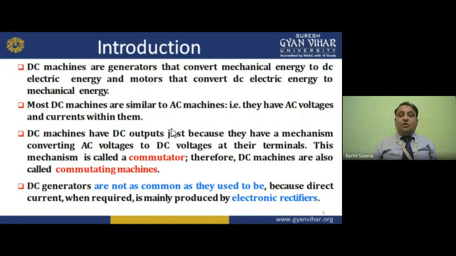Now DC generators are not as common as they used to be. Nowadays we need AC, so alternators are very common, but DC generators are not very common nowadays, because direct current, when required, is mainly produced by electronic rectifiers. We can directly convert alternating current to direct current with the help of electronic rectifiers, that is, half wave and full wave. In full wave we have two diodes or a bridge rectifier. So we can convert AC directly to DC. I hope you understand.